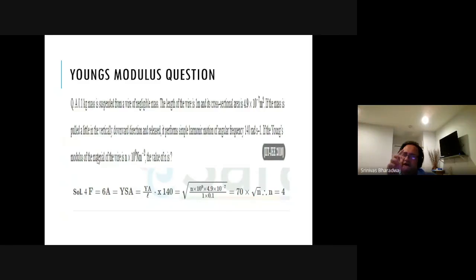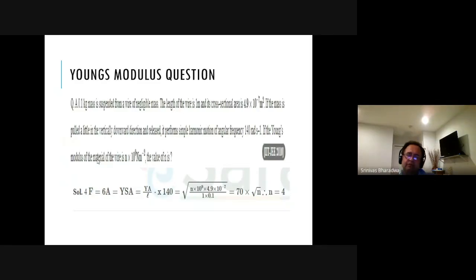what you're interested in is not K, you're interested in Y, right? So how is Y related to K? It is F divided by A divided by X divided by L. So you have to divide by the area. Area is given to you, 4.9 times 10 to the power minus 7, and you have to multiply by the length, which is 1 meter. So when you factor that in, you will then get a value for the Young's modulus.